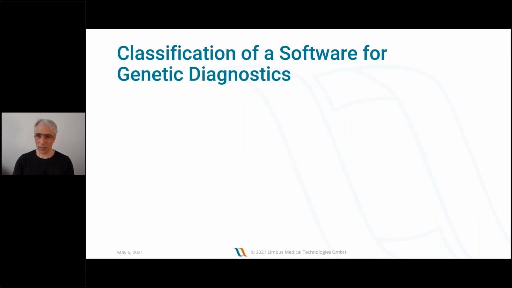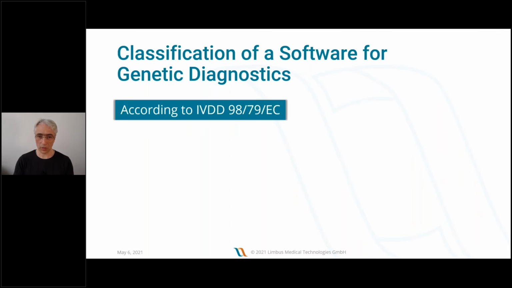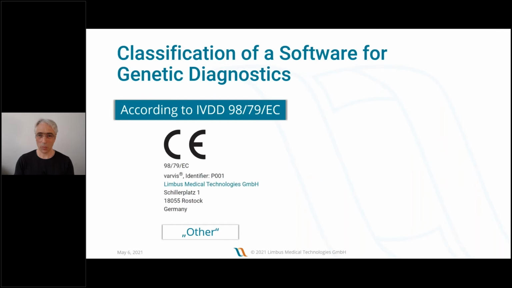So let's take a look at how software would be classified in genetic diagnostics. Classification is a means to determine if a product is, for example, of high risk or low risk for patients, and how you have to deal with it in the regulatory process. According to the IVDD, classification of software was very simple. There were no requirements specifically for software and no classification for it, so it was simply "other".